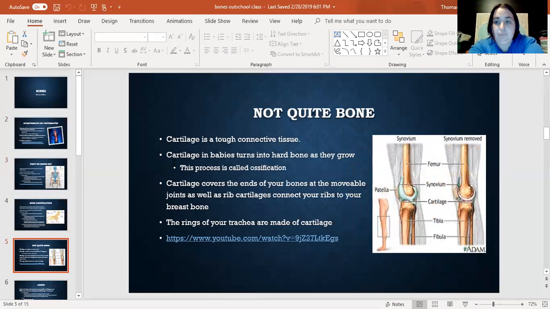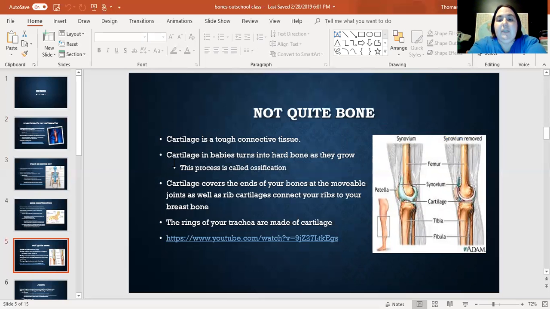Not quite bone. Cartilage is a tough connective tissue. We have cartilage in different parts of our body. We have cartilage in our nose, which makes our nose a little bit bendable. We also have cartilage in the top of our ear, which makes it a little bit bendable, which is why people sometimes get cartilage piercings, which I don't recommend, but people do because it's not bone. It's actually flexible connective tissue.